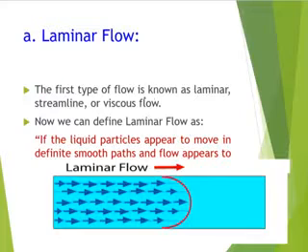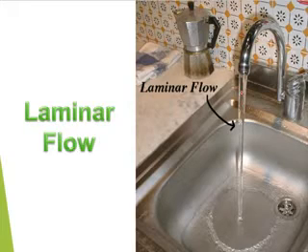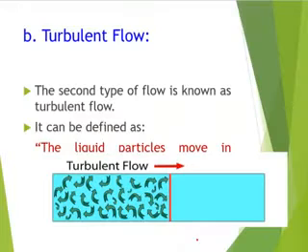So what is a laminar flow? The first type of flow is known as laminar flow, streamline or viscous flow. Laminar flow can be defined as: if the liquid particles appear to move in definite smooth paths and the flow appears to be like this, then this is laminar flow. Here you can see the stream of water coming from this tap. All the particles are streamlined. So this is laminar flow.